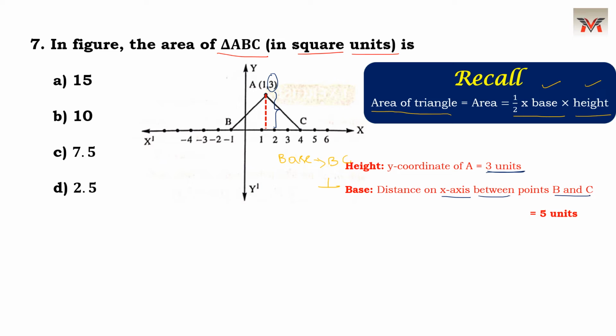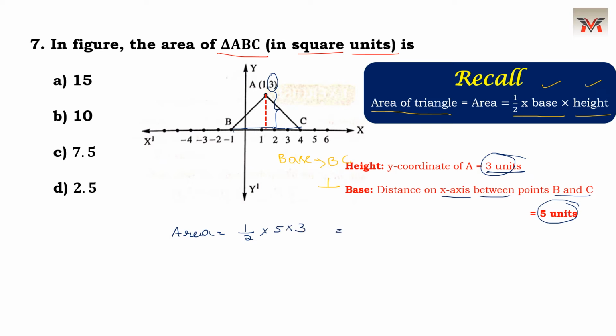Okay. How many units we have here? 1, then 2, 3, 4, 5 units. Correct. Therefore, height is 3 units and the base is 5 units. Just apply this to the formula directly. So, what is the area? Area is equal to half into base, 5 units, into 3 units.